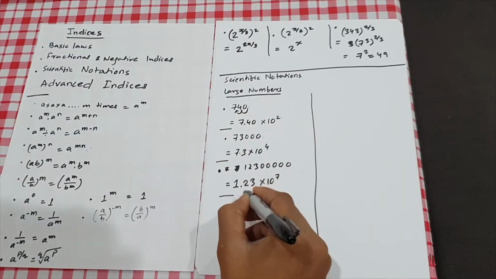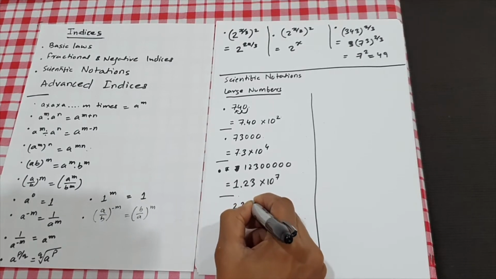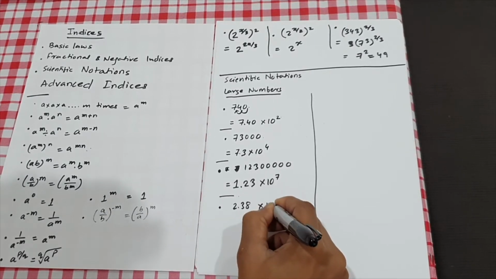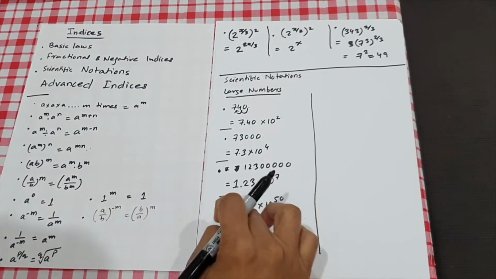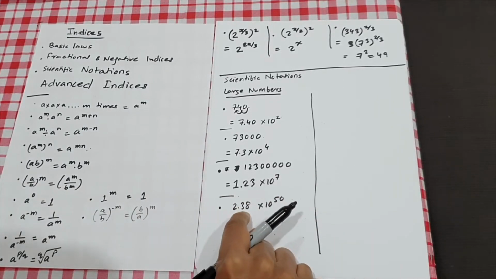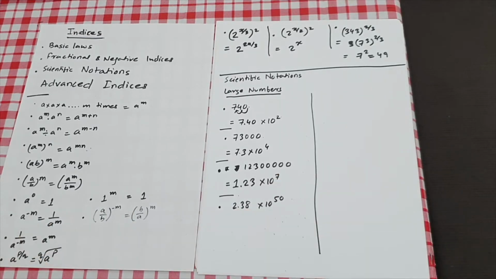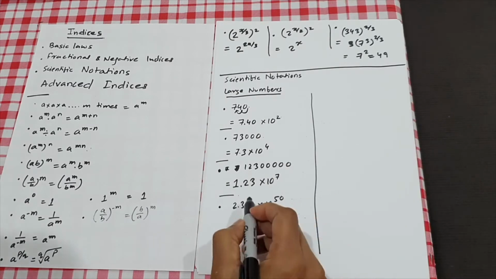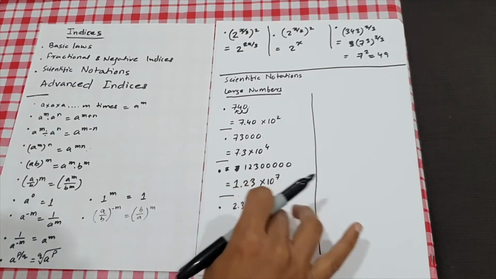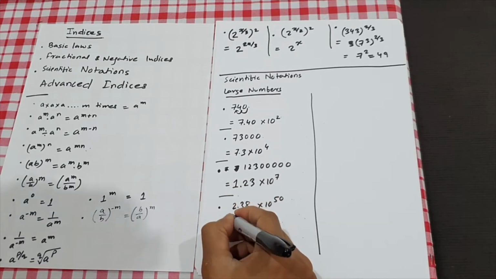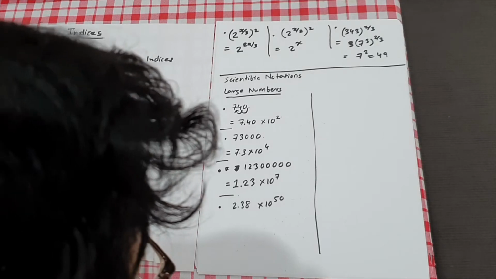So let's say you have something like 2.38 times 10 to the power 50, right? Something like this essentially means that you have 2.38 and then another 48 zeros after that. So it's a very large number, but because we are using scientific notation, it has been simplified and expressed in a manner that is easier to read and use.